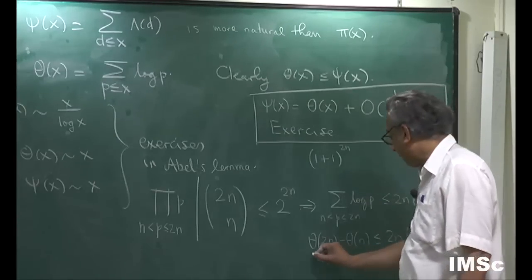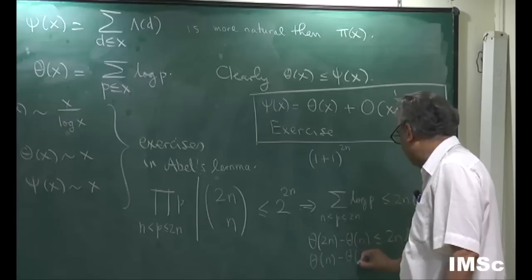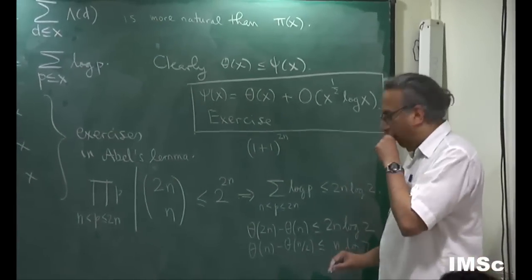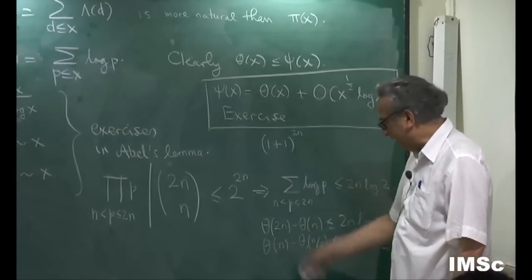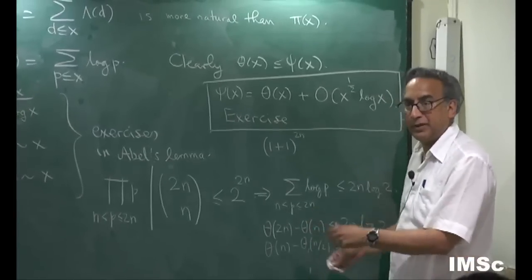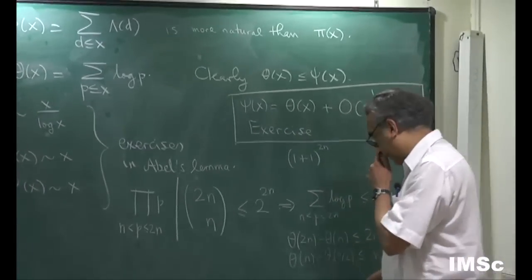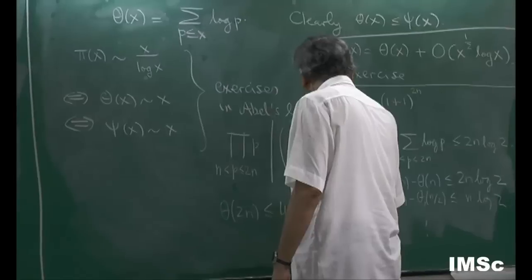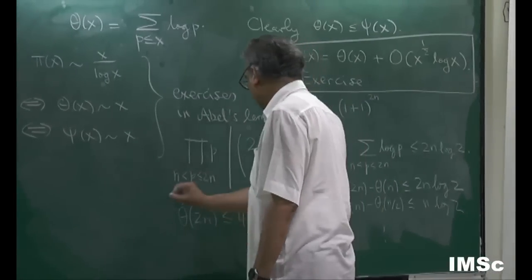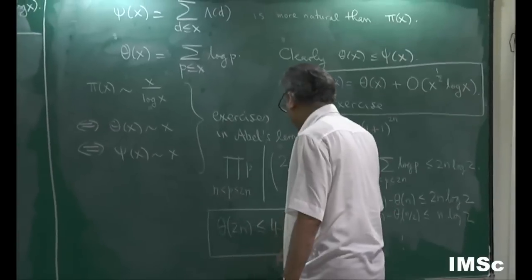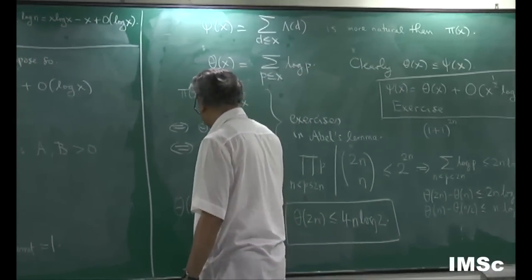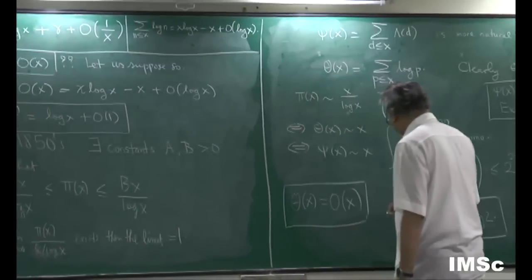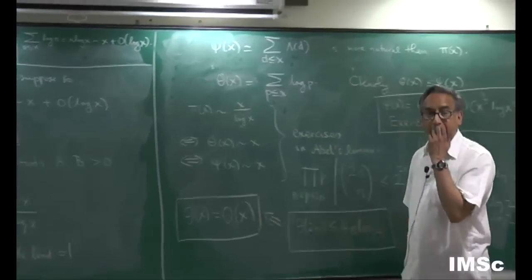Iterate this one more time. Theta n minus theta n over 2 is less than n log 2. And then keep on going. Add them up, they cancel. It's a kind of telescoping sum. And so lo and behold, you'll get theta 2n is less than 4n log 2. In other words, he's managed to show that theta of x is O of x. Okay, theta of x is O of x.